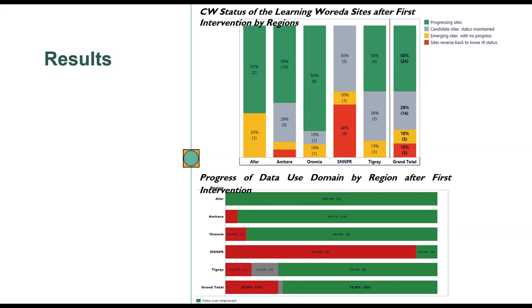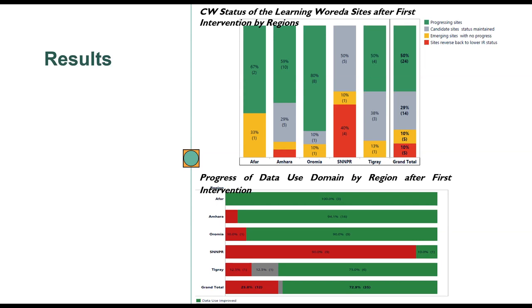Whereas the gray and the yellow bars are those facilities that have maintained their candidate and emerging status respectively. Practically, it means there was no progress in these facilities, and the red bars show the facilities that regressed from a better level to a lower level. Mostly this was created because of inflated baseline, but the data shows that there were facilities that have been regressed to a lower level after the second assessment was done.